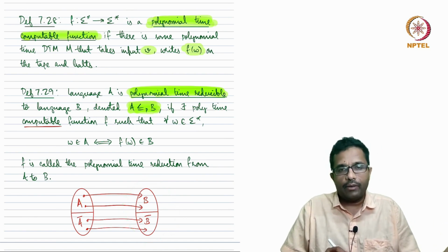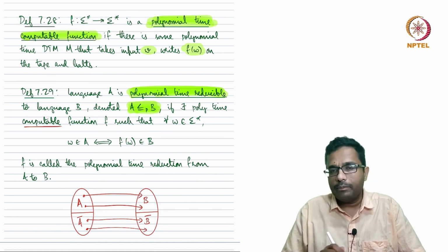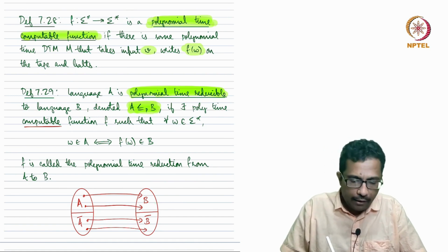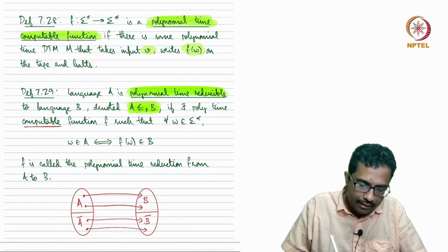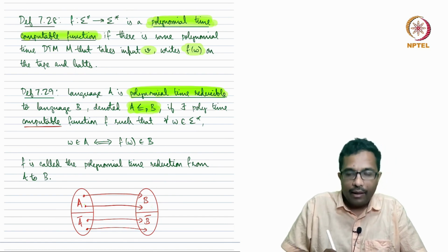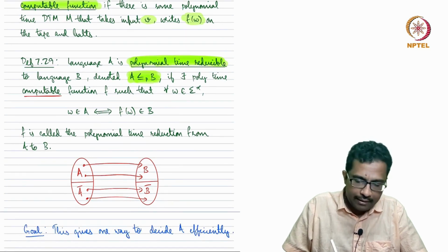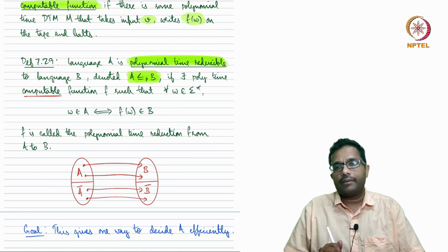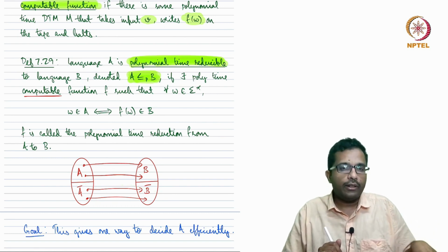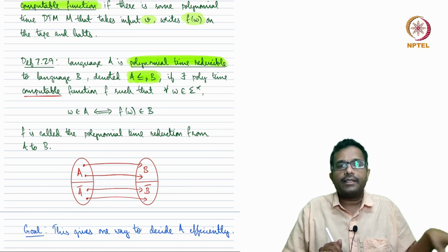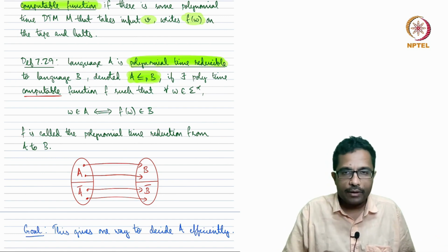Given w, we can compute f(w) and then check whether f(w) is in B or not. If f(w) is in B, the only way that f(w) could have been in B is if w was in A. And if f(w) is in B complement, the only way that we could come to B complement is if w is in A complement. So testing whether f(w) is in B or not is as good as testing whether w is in A or not. That is the main goal of this reduction.